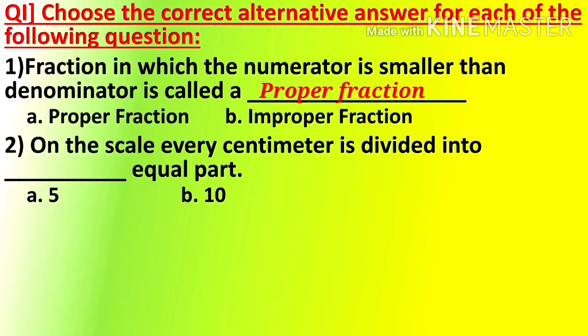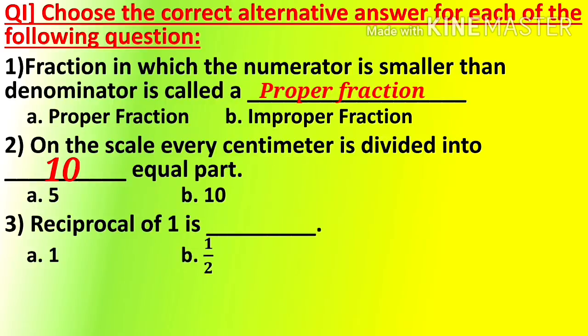And students, the second fill-up is given. On the scale, every centimeter is divided into dash equal parts. Now options are given: 5 and 10. If you observe your scale, between 2 centimeters there are 10 equal parts. It means on the scale every centimeter is divided into 10 equal parts. So our correct answer is option B, 10.